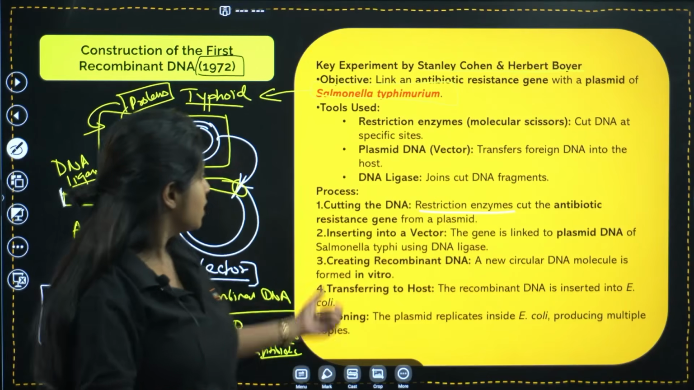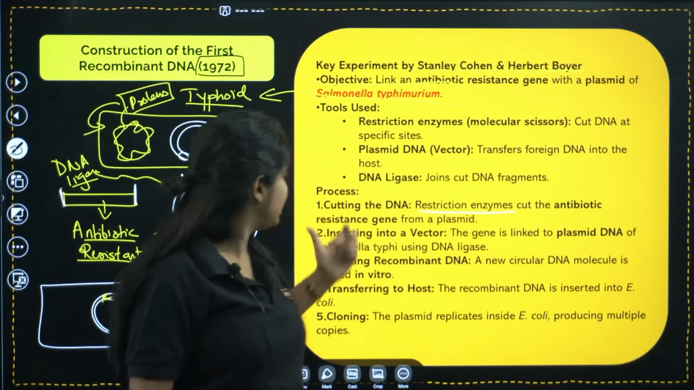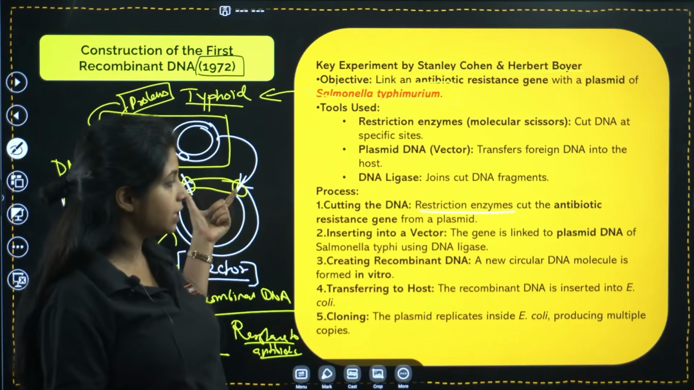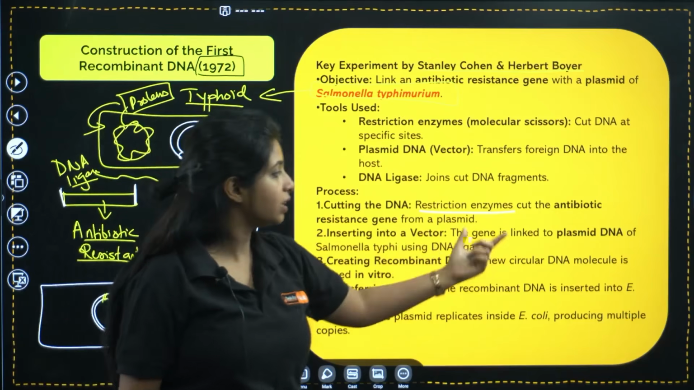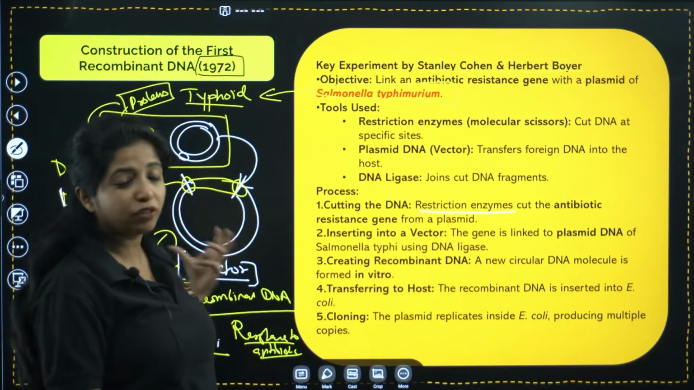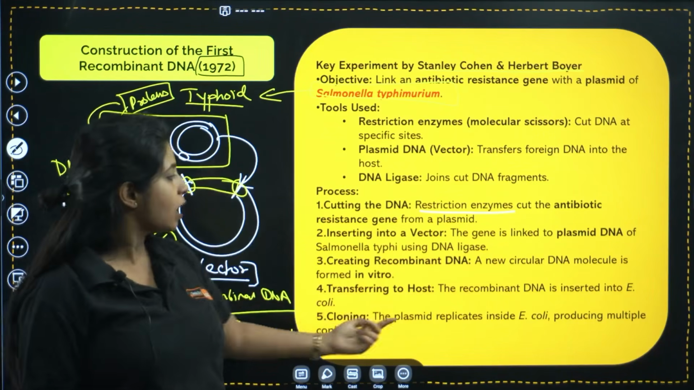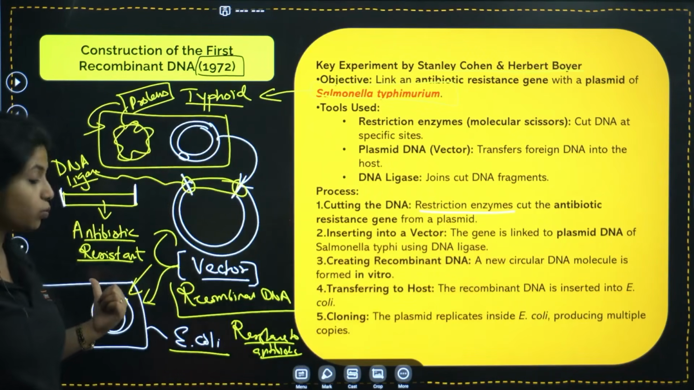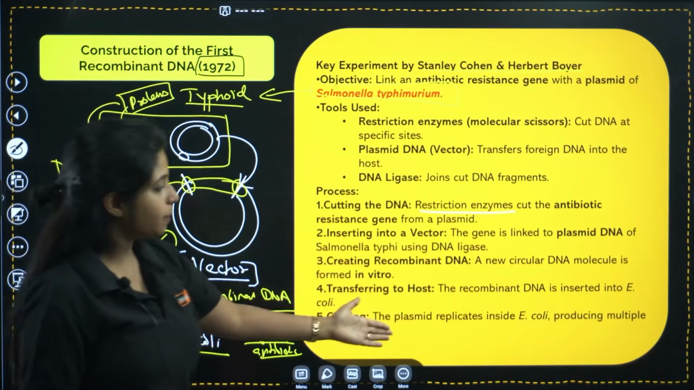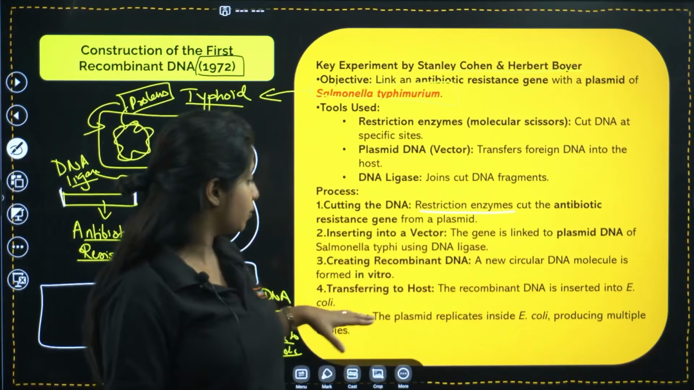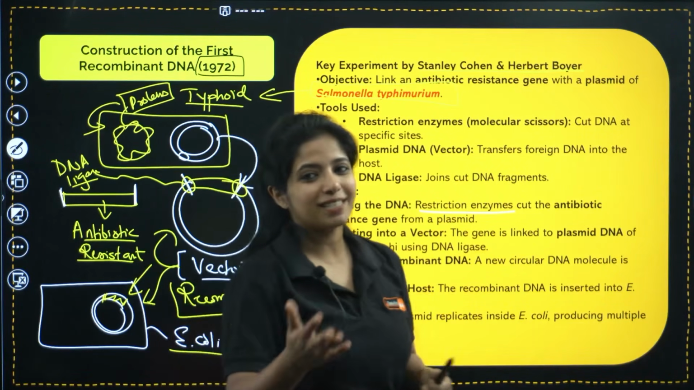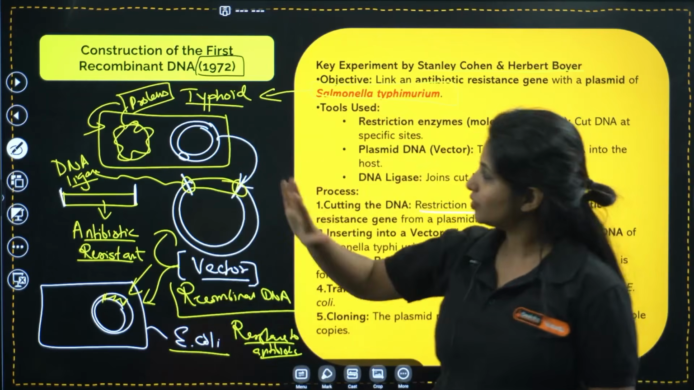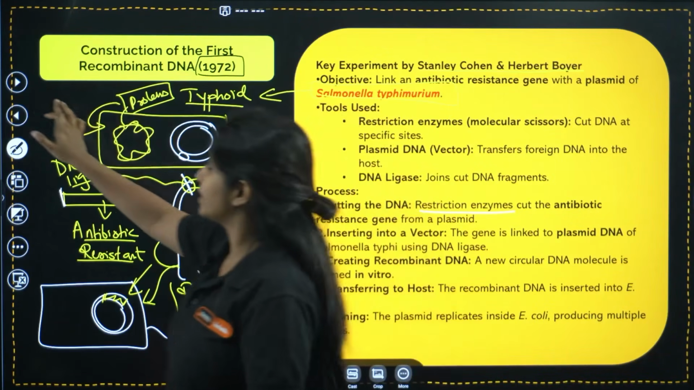Listen. So the gene is linked to plasmid DNA of Salmonella typhimurium using DNA ligase. Now, creating recombinant DNA: a new circular DNA molecule is formed in vitro, that means in the lab. Now, transferring to the host: the recombinant DNA is inserted into the E. coli, which is known as the host cell. Now the plasmid replicates inside the E. coli, producing multiple copies, and basically providing resistance as well. So that's all. 1972. Please do not forget the name.